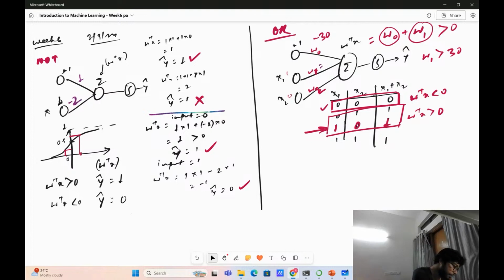So we set W1 as, let's say, 40. Similarly, looking at the other case, you can also set W2 as 40. This automatically satisfies the third case: if both are 1, then obviously W transpose X is greater than 0. So this is one possible combination: W0 is minus 30, W1 is 40, W2 is 40. There could be other combinations as well. Minus 3, 4, 4 could also be another possible combination.